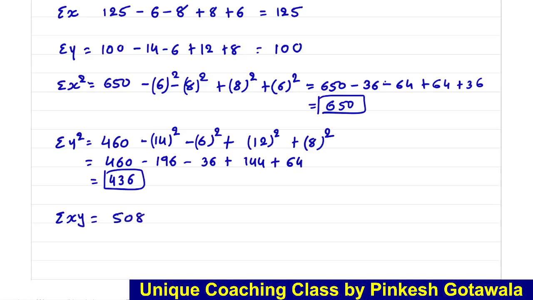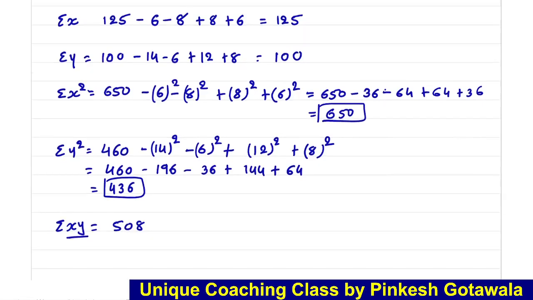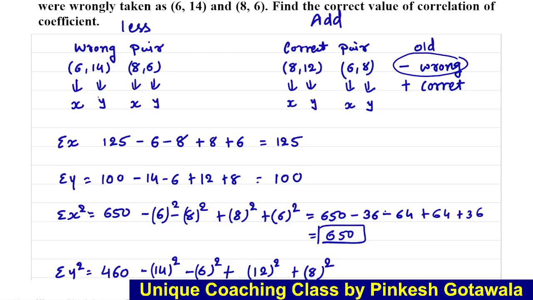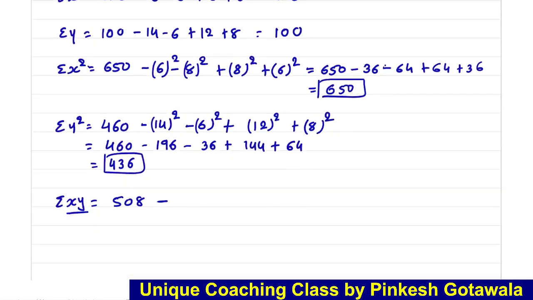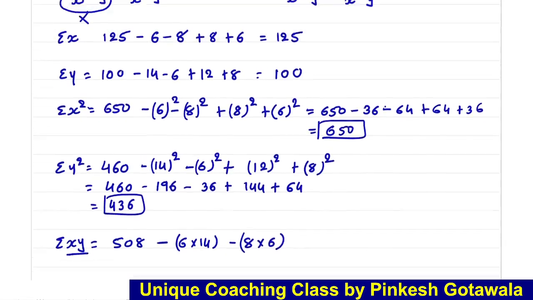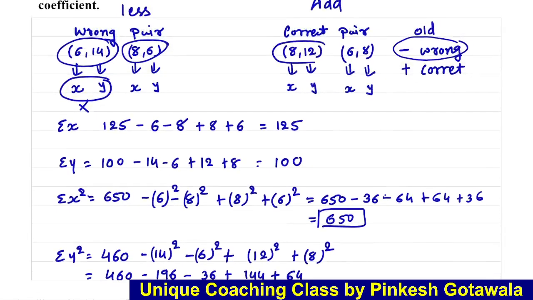Now remember, this is x and y, which means there is a multiply of x and y. So we have to work in the form of multiply. Multiply of x and y means 6 and 14 would be multiplied, and 8 and 16, and they are wrong. So we have to minus 6 into 14 and 8 into 16. And the correct ones would be plus in the form of multiply, 8 into 12 and 6 into 8.